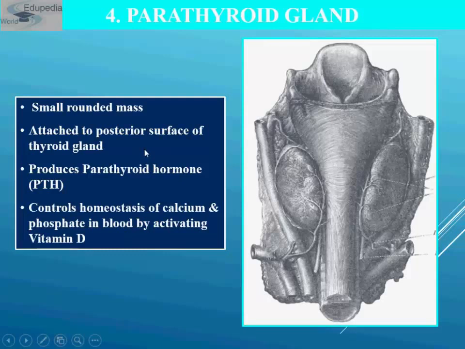And what does the parathyroid gland do? It produces parathyroid hormone, that is PTH, and it controls homeostasis of calcium and phosphate in blood by activating vitamin D. It activates vitamin D and thus controls the homeostasis of calcium and phosphate in blood.